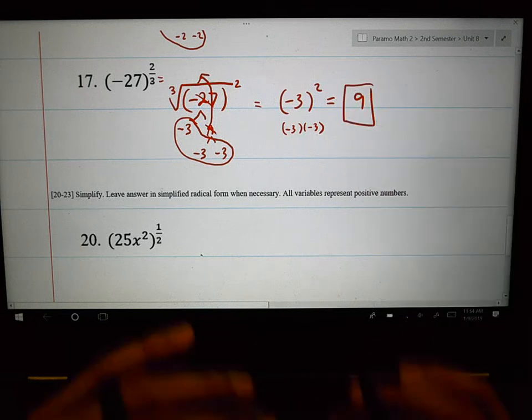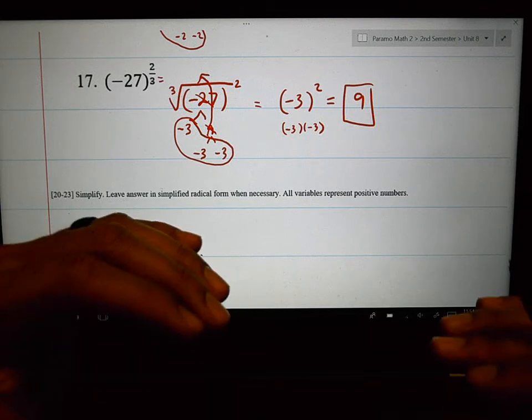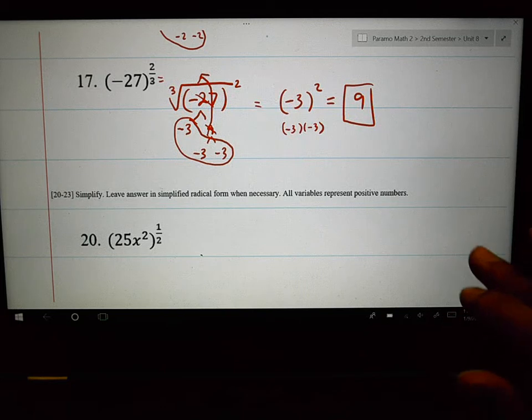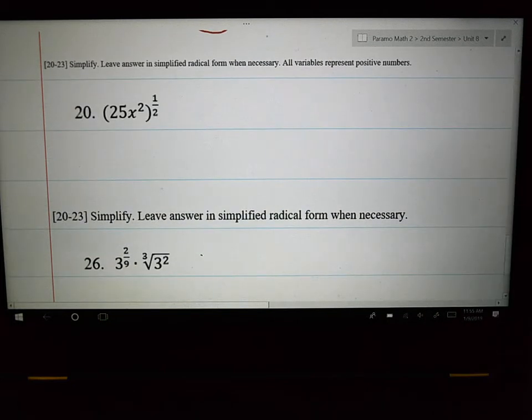As you're doing some of these problems, always do it by hand. And then if you feel like checking your work with a calculator, you can. But do not use the calculator because you're not going to be allowed to use it on a quiz or a test. Don't get into that trap.